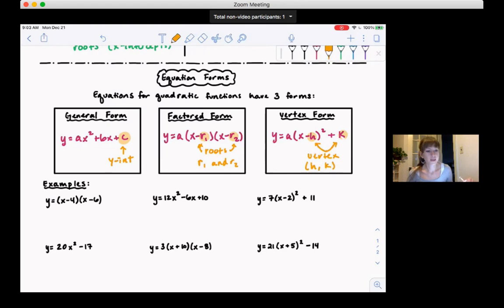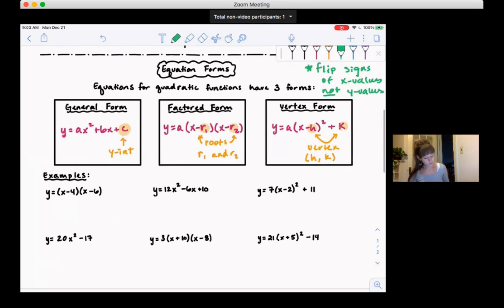All right, and one thing to be a little careful with here is in these parentheses we have x minus r1, but the root is just positive r1. And in these parentheses we have x minus h, but the x-coordinate of the vertex is just h. So the upshot here is we always flip the signs for x values, but we don't need to flip signs for y values. So let's make a note of that. Flip signs of x values, not y values.